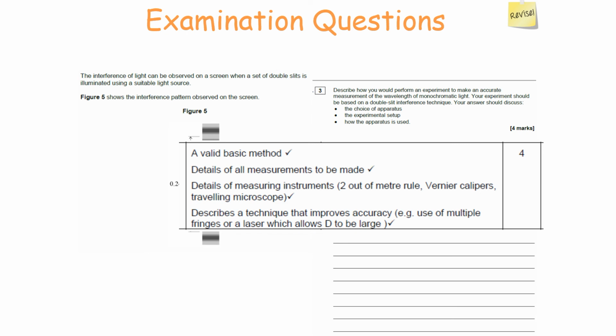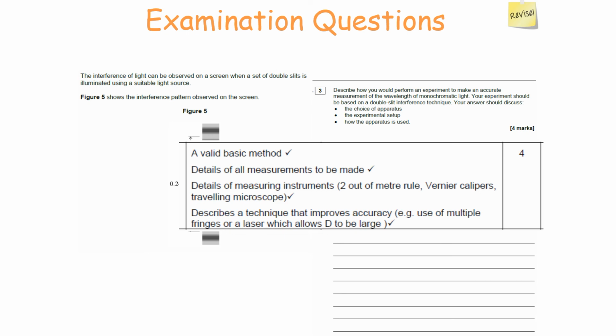Then finally, you want to think how you would get your values accurately. Firstly, you would talk about measuring multiple fringes and then dividing by the number of fringes, like we did in the previous question, to work out the value, which will have a lower percentage uncertainty because you're measuring a bigger number. So instead of measuring the spacing between two fringes, I'll measure across 10 and then divide by the number. You could then use a laser which allows the value of D to be quite big, because again the bigger the value, the lower the percentage uncertainty.